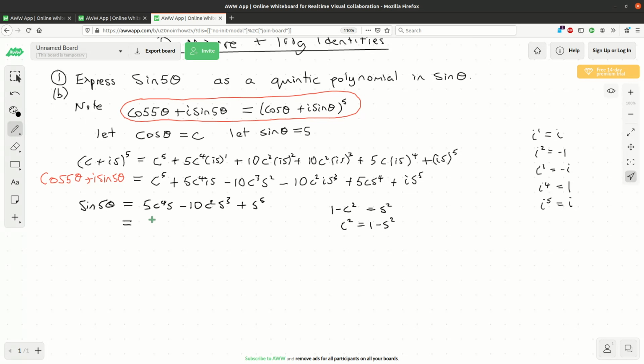I'm going to write that down as 1 minus s squared, all squared, because that would be c to the power of 4. Sorry, I keep doing this. What a wally. I'm really confusing you, I bet. Sorry about that.